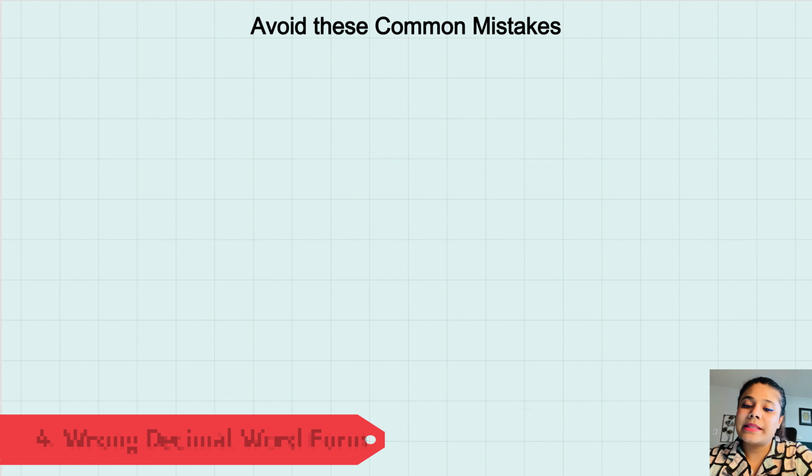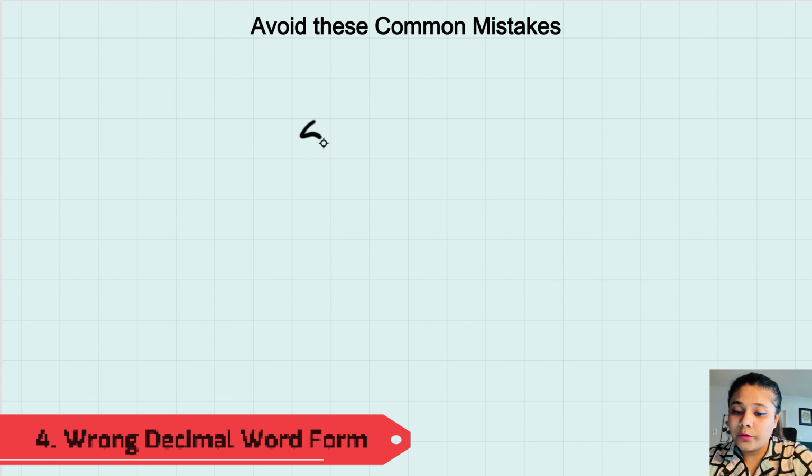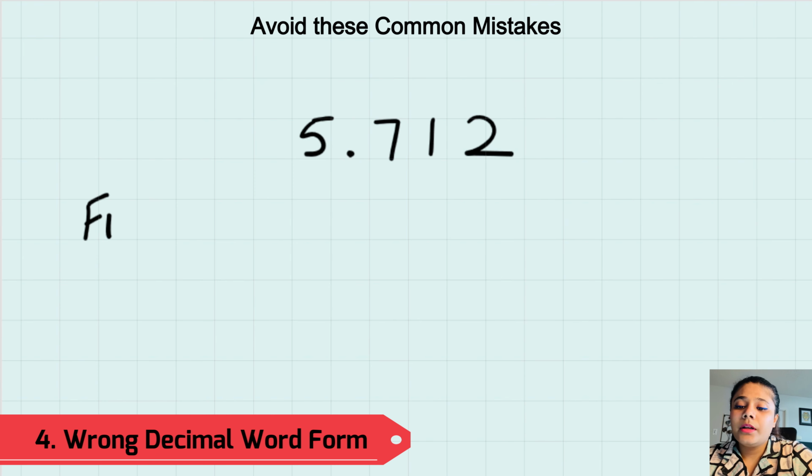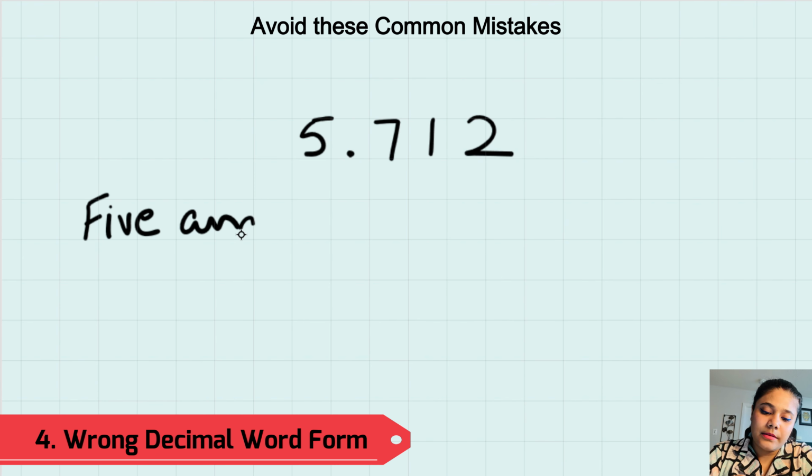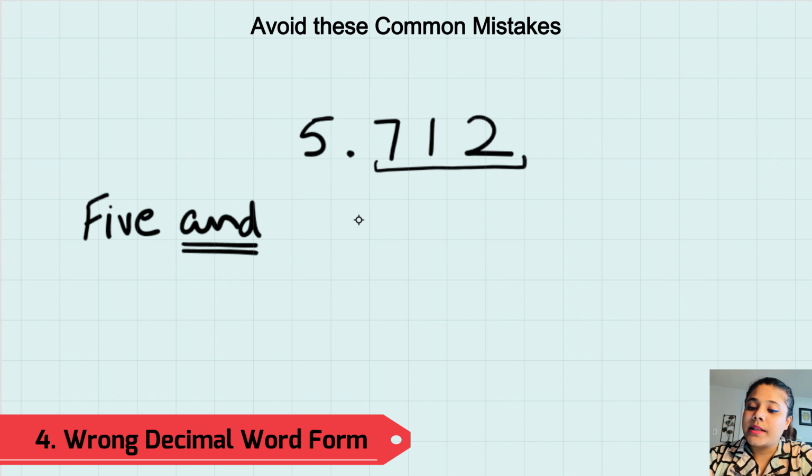Lastly, one of the common mistakes is writing decimal in word form. For example, the question is, now this will be written as, firstly, it is very important to write an "and" where the decimal comes. And then for the 712, we do not write it as 712 or 7 tenths, 100ths.